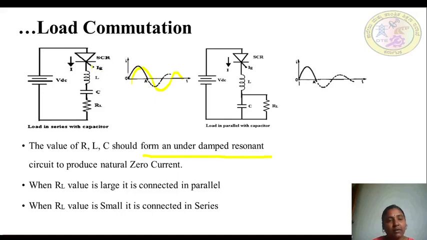The only method is by connecting L and C resonating components in the circuit. Only then can the current naturally go to zero. This point is very important for turning off the SCR. This is the region where the holding current goes to zero and then to negative. When the load value is large, it is connected in parallel in the circuit. If the load value is small, it is connected in series with the circuit.